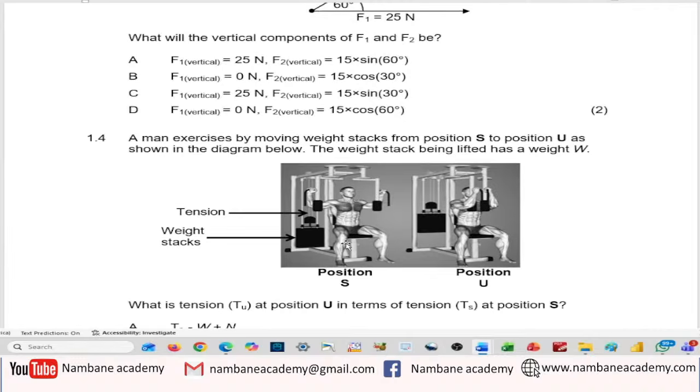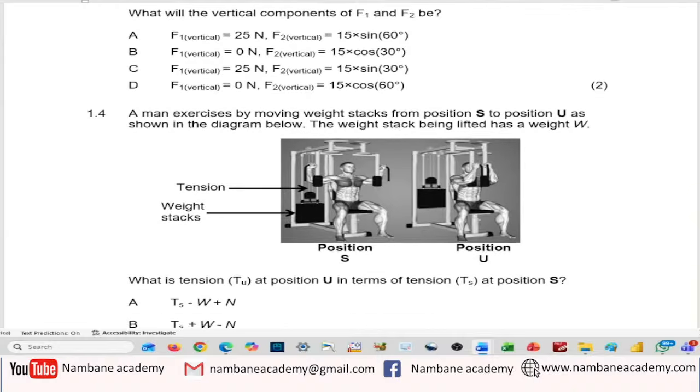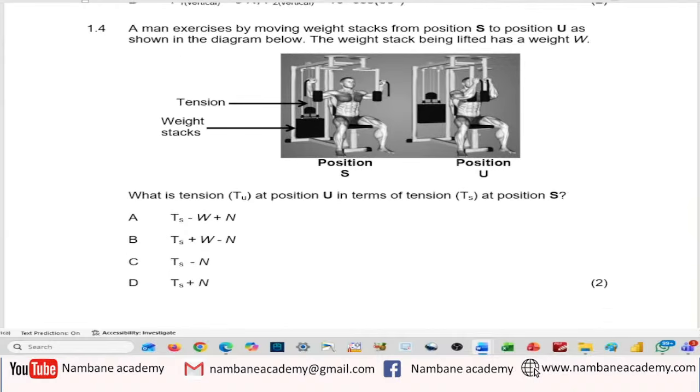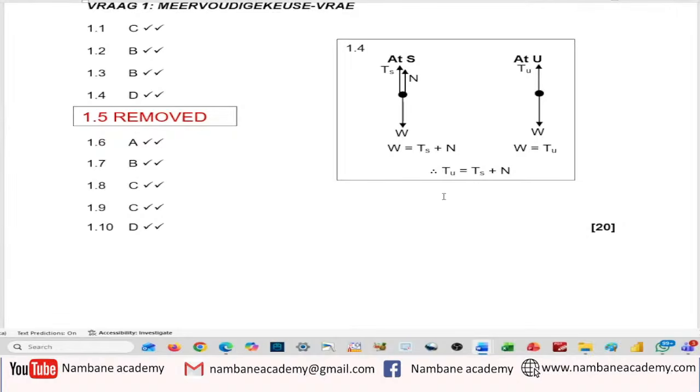We have a man that is exercising there by moving weight stacks from position S to position U, as shown in the diagram below. The weight stack being lifted has a weight W. That is what we are told. Then learners were asked to find the tension at position U in terms of the tension at position S. So the way we will deal with that, if we were to draw the free body diagram at position S, this is how the free body diagram for the weight stack at position S will look like.